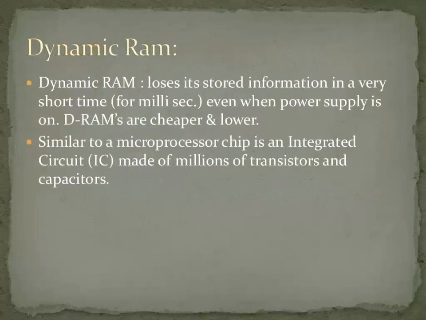So, coming to the dynamic RAM. What is a dynamic RAM? A dynamic RAM is one which loses its stored information in a very short time. It means we can lose the data which is being, for example, typed on the computer, very easily, within a millisecond, even when the power supply is on. Dynamic RAMs are cheaper and slower, and their efficiency is not good. Similar to a microprocessor chip, it is an integrated circuit, an IC made of millions of transistors and capacitors.